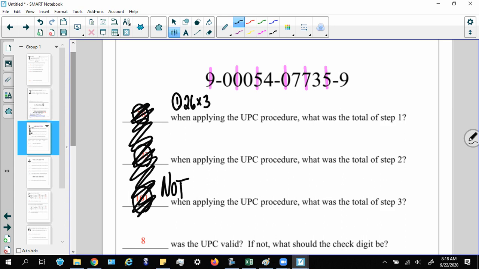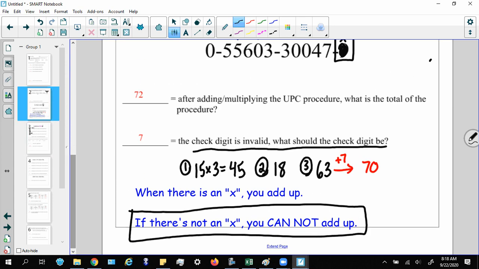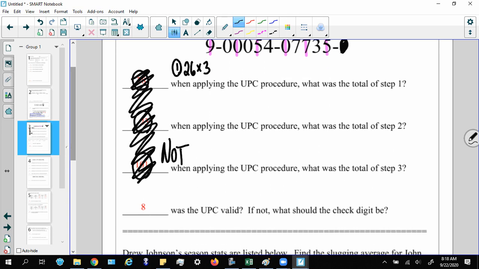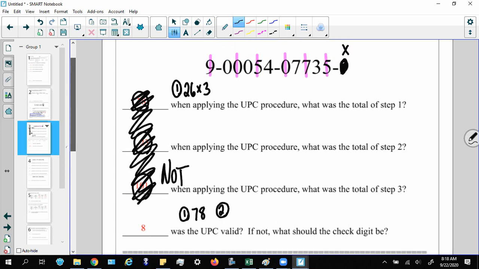All right. So I'm going to cross this out and I'm going to put an X here. Now remember, going back to what we did yesterday, there's an X, so I can add up now. The X allows you to add up. So again, step one ends up being 78. Step two, all the numbers that are not highlighted: 0, 0, 0, that's 4, that's 11, that's 14. Step two is 14, which means step three is 92. There's now an X, so I'm going to add up. Next after 92 is 100, so I'm plus 8. There you go. There's the valid UPC when the check digit is 8.